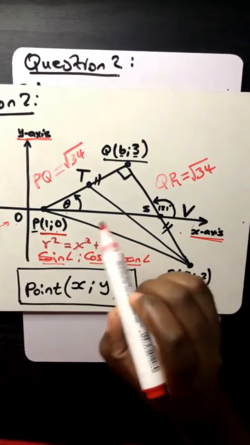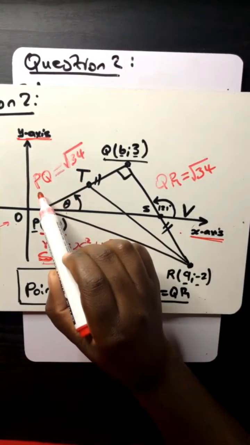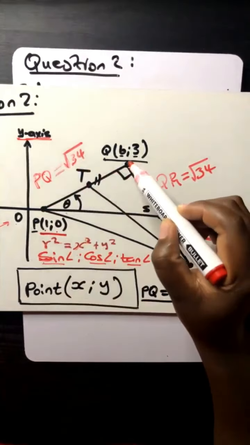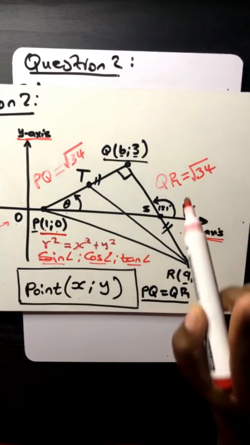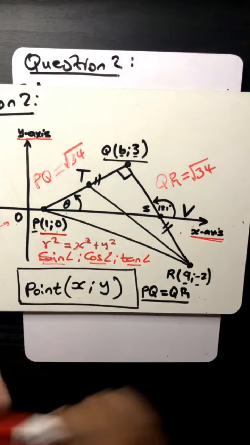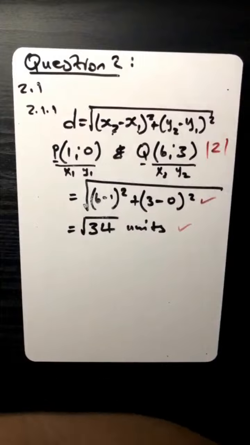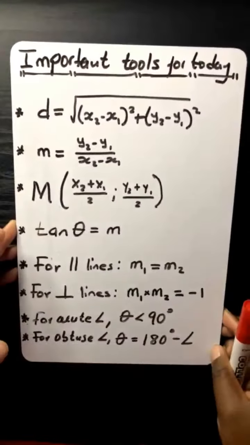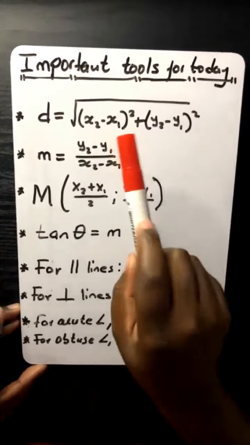So that means the length of PQ is equal to square root of 34. And again, the length of QR is equal to root 34, because in the statement they said both of these are equal. So let's now proceed to the next part of our calculation. I assume at this point you are aware that what they want us to calculate is the gradient. Most importantly, all you need to do is pull out the gradient formula, and you know very well how to substitute.